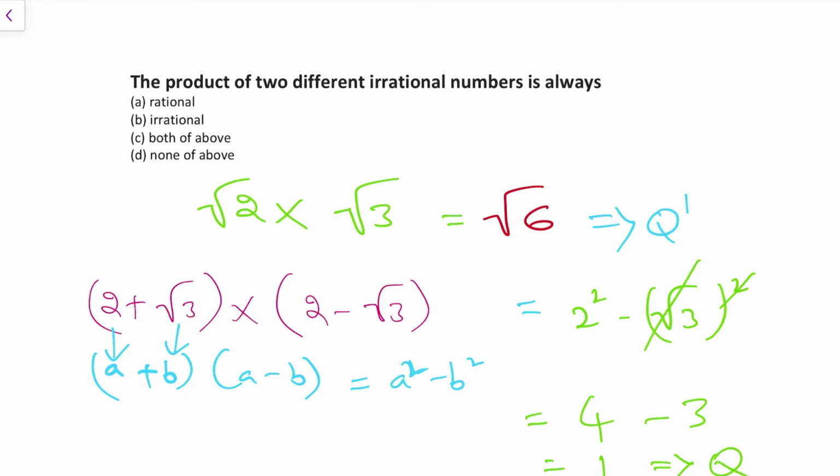Now if we observe this clearly, here it is an irrational number, whereas in this case it is a rational number. So we can say that the product of two different irrational numbers may be rational or may be irrational. It means option C, both of the above.